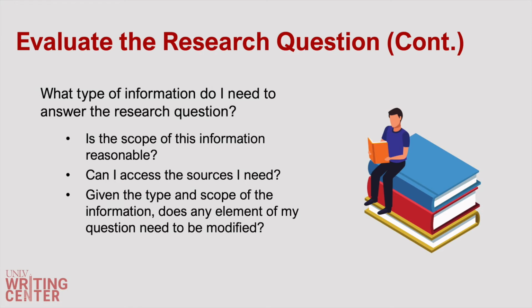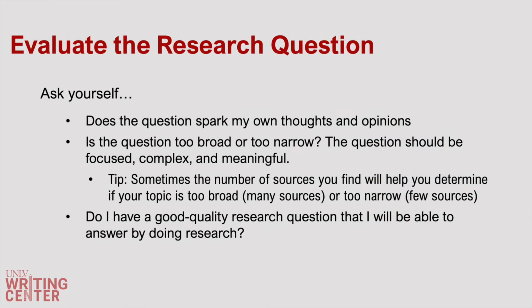Once you have determined that your question is researchable, ask yourself what type of information you would need to answer the research question. Is the scope of the information reasonable? This again relates to whether the question is too broad or too narrow. Given the type and scope of the information, does any element in my research question need to be modified? Are you using vague terms that need to be defined? Are there any parts of your question that are too broad for your scope or too narrow for your scope? As you continue to narrow or broaden your question, you must consider the parameters of your assignment and the quantity and quality of the research available.